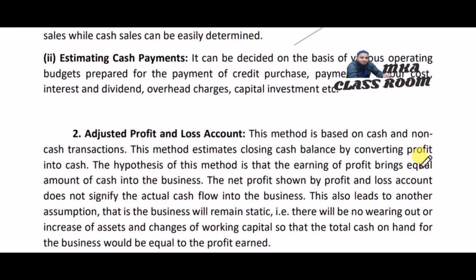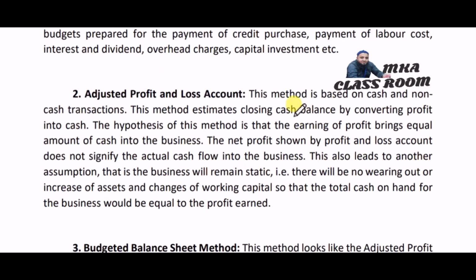Adjusted profit and loss account. This method is based on cash and non-cash transactions. This method estimates the closing cash balance by converting profit into cash.